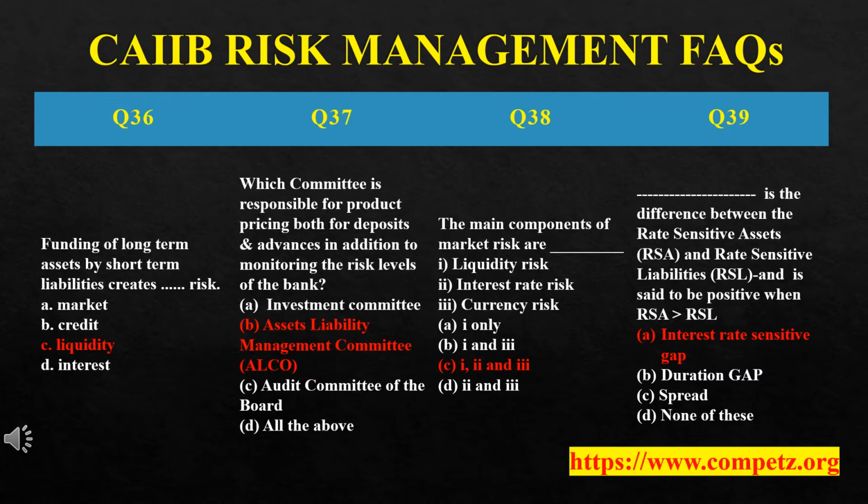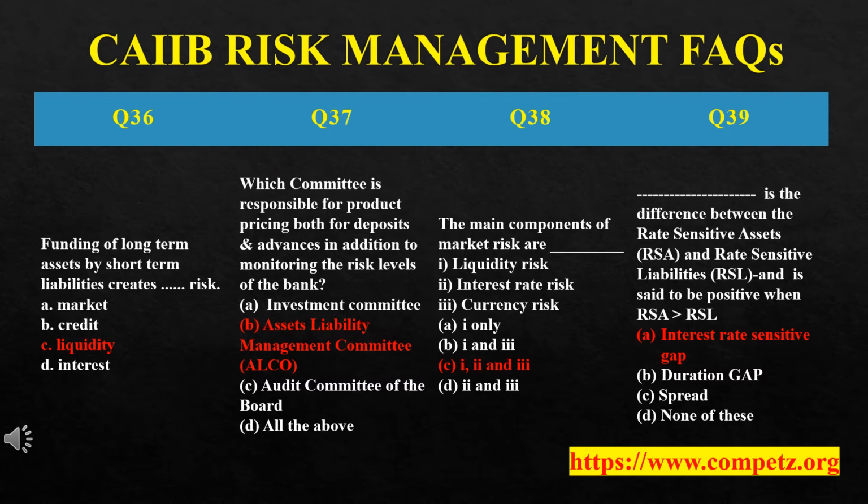See, which committee is responsible for product pricing both for deposits as well as the advances, in addition to monitoring the risk levels of the bank? So, the answer is B. Why? Because ALCO is responsible for managing the assets and the liabilities by fixing the interest rate on both advances as well as on deposits.